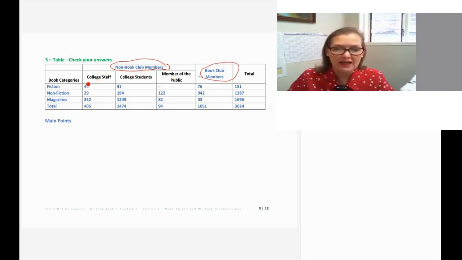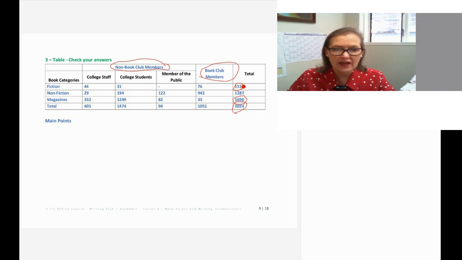So what would our main ideas be here? Certainly we're looking at our total figure. 3,024 units were sold in the month of February. And we could say that magazines made up just over half of total sales, followed by non-fiction, with fiction being the least popular. So first of all, we would talk about our big totals.